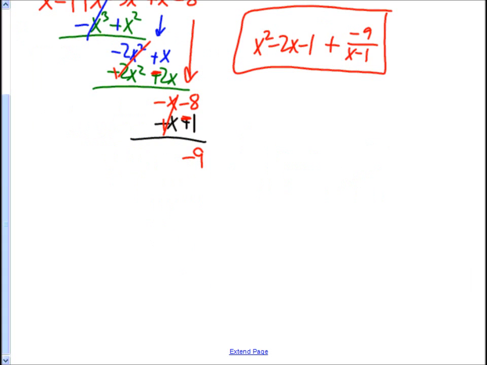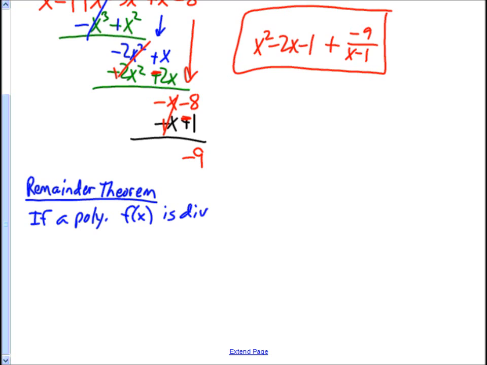Now, you have what's called the remainder theorem. Okay, let's talk about this remainder theorem. Let me write it. The remainder theorem says, if a polynomial f of x is divided by something of the form x minus k, what's the remainder going to be? The remainder, we'll call the remainder r. R ends up being f of k.